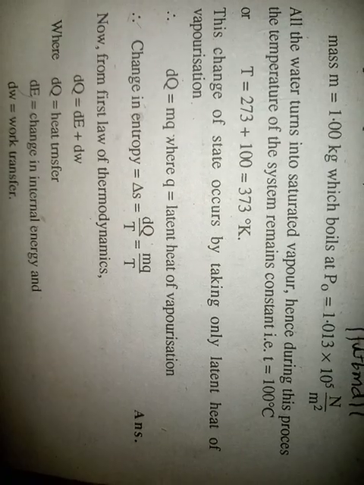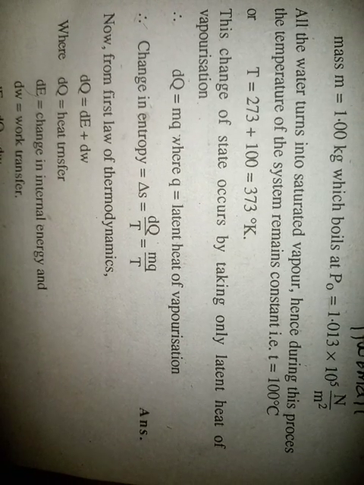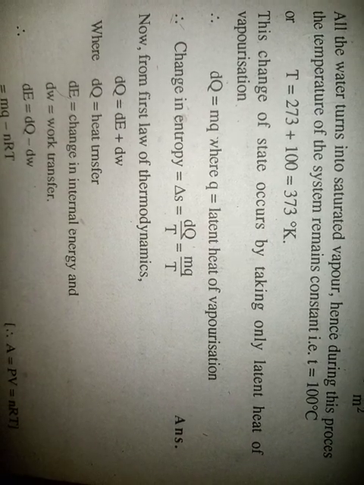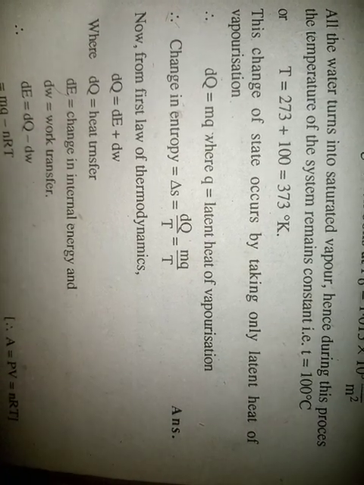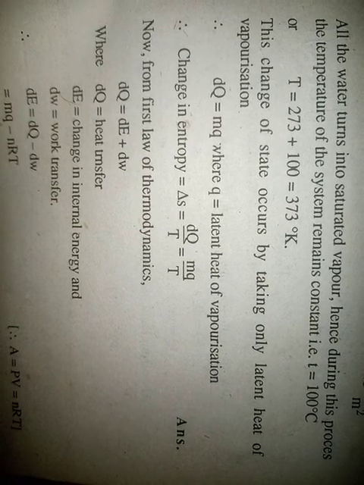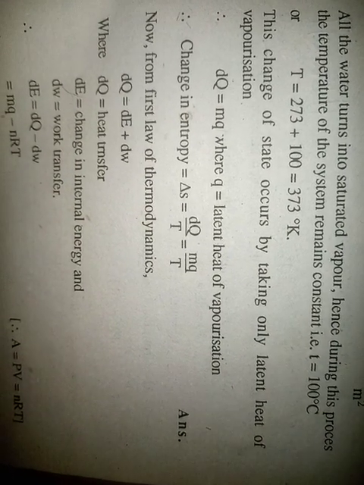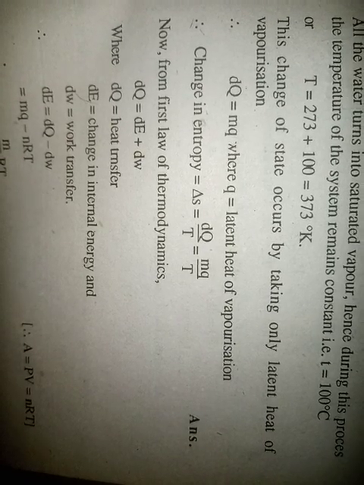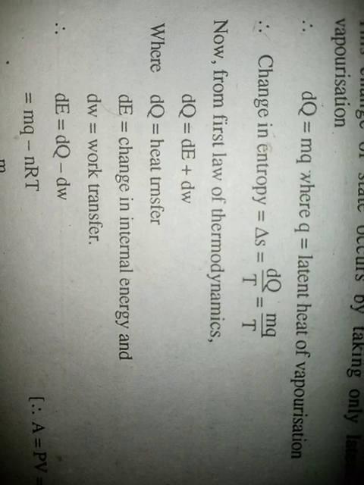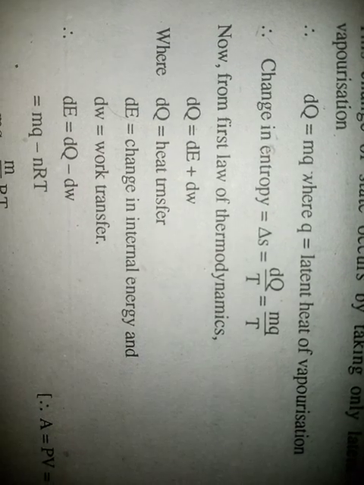Hence, during this process, the temperature of the system remains constant, that is T equals 100 degrees Celsius, or T equals 273 plus 100, 373 degree Kelvin. This change of state occurs by taking only latent heat of vaporization. Now, dQ equals m q, where q is the latent heat of vaporization. Hence, change in entropy delta S equals dQ by T equals m into q by T.